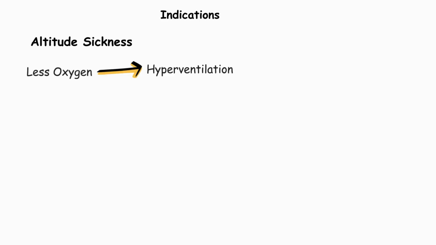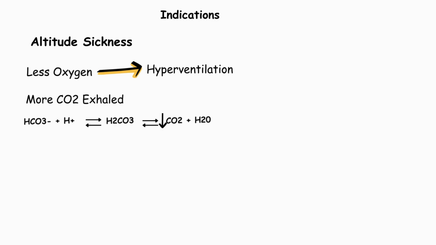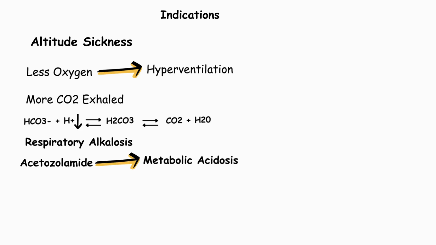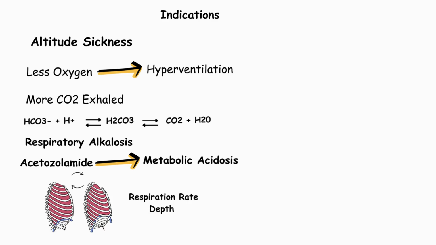A drug belonging to this class is acetazolamide, which can be indicated in altitude sickness, where there is less oxygen and the body responds by hyperventilation. More carbon dioxide is exhaled, more protons shift the reaction to form CO2, causing respiratory alkalosis due to decreased proton level. Now acetazolamide will compensate for this respiratory alkalosis by causing metabolic acidosis and decreasing bicarbonate ions in blood. This metabolic acidosis further stimulates the chemoreceptors, increasing respiration rate and depth.